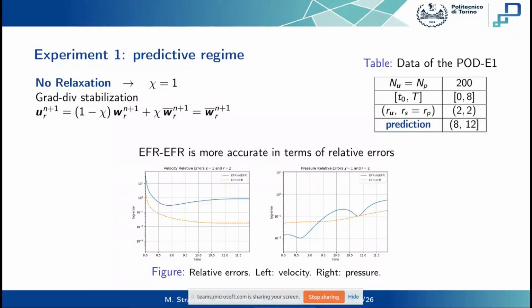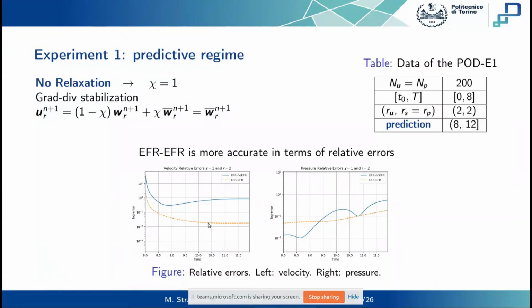So now the other step that we took is about prediction. Prediction means that you are running your reduced simulation in an interval that is not covered by the snapshots that you have taken in the offline phase. So for experiment 1, we are predicting the future from 8 to 12, having taken the information only from 0 to 8. And you see that we are pretty good in the errors.